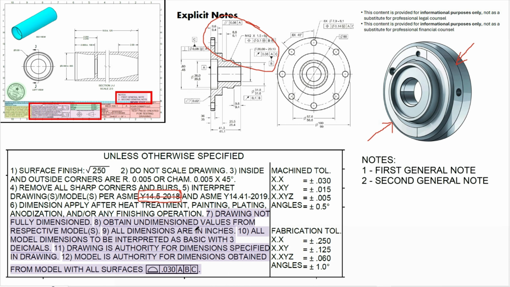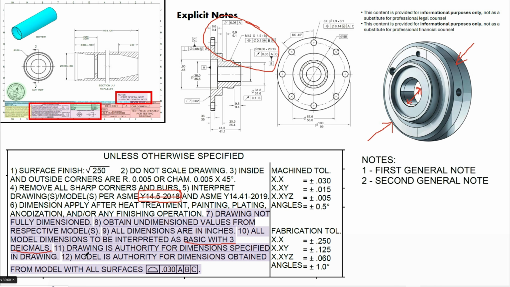Okay, all model dimensions are in inches, so the drawing is in inches, so all your model dimensions should also be in inches. All model dimensions to be interpreted as basic with 3 decimal places. So maybe they go in and measure a certain distance and it has like 7 or 5 decimal places, or they just round it up to 1 decimal place, but you're telling them, hey, can you please go and round it up to 3 decimal places? Do not lose any dimensional detail by rounding it, and you're telling them exactly how far to round your dimensions in the model. So this will help you in the future from mistakes from happening.